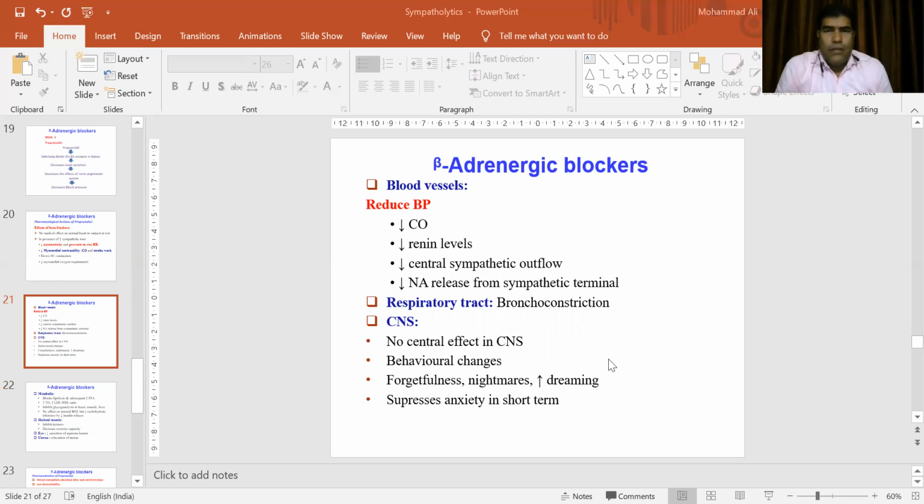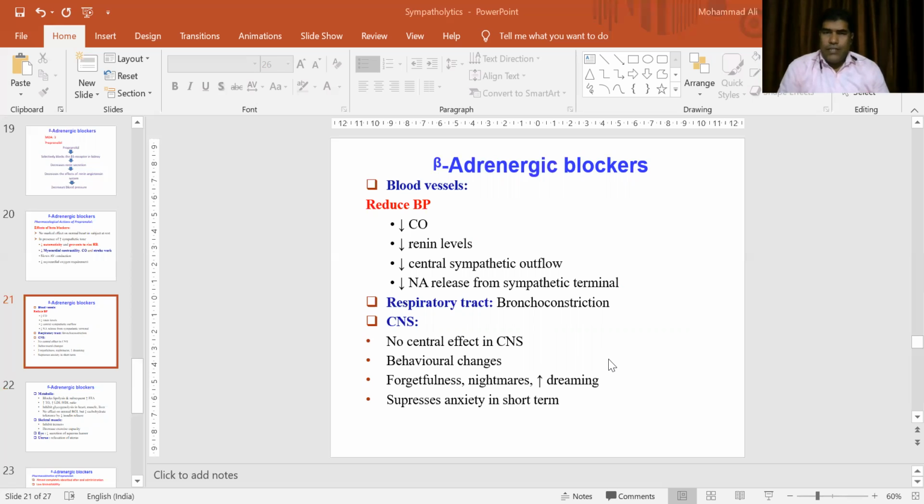Now coming to the effect of propranolol in blood vessels. They reduce BP by decreasing cardiac output, decreasing renin levels, decreasing central sympathetic outflow, and lastly decreasing noradrenaline release from sympathetic terminals. Ultimately, they cause reduced blood pressure. The effect of propranolol in the respiratory tract: propranolol causes bronchoconstriction that may induce asthma.